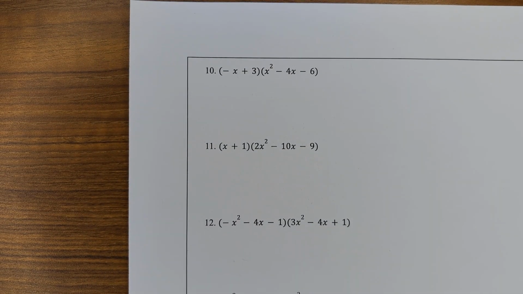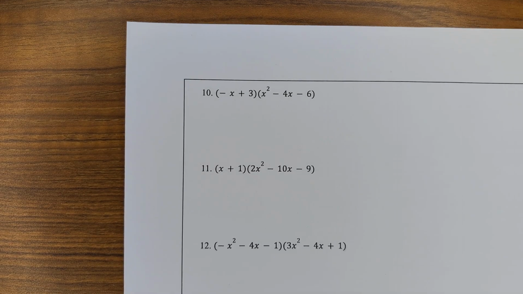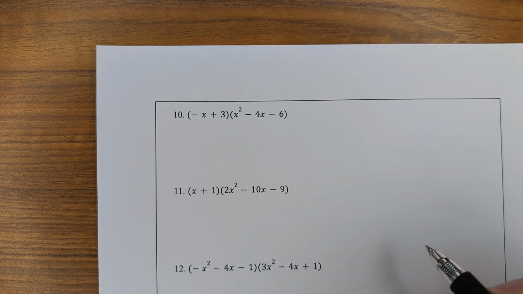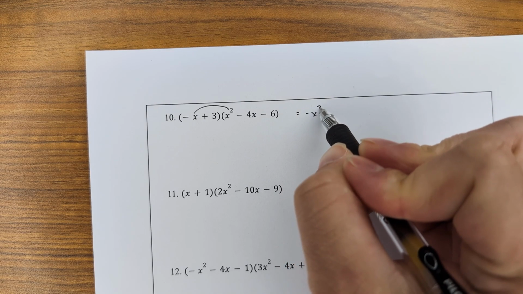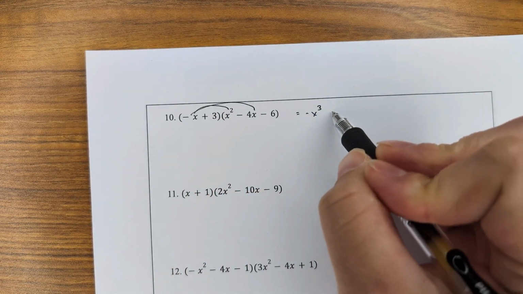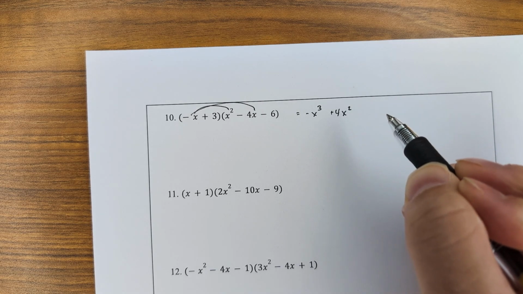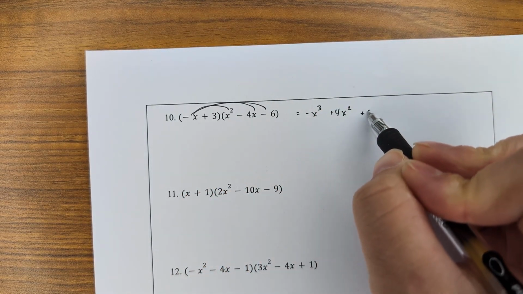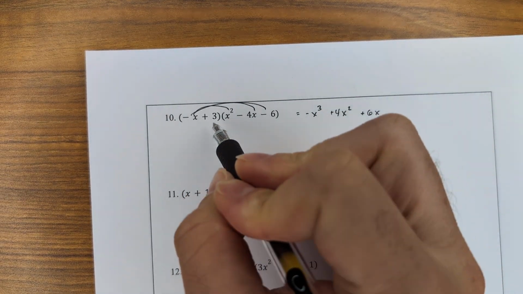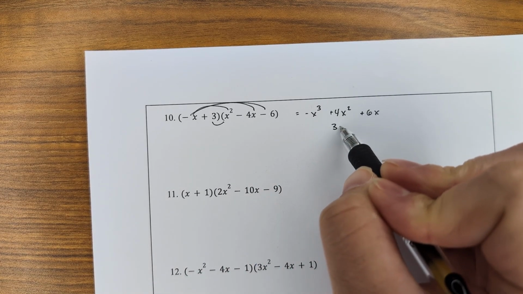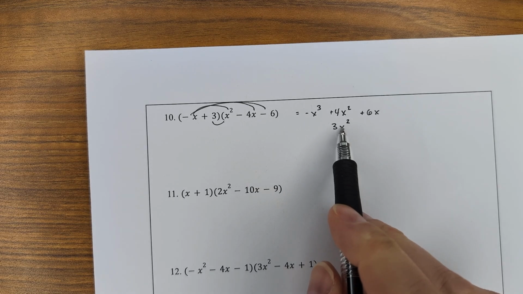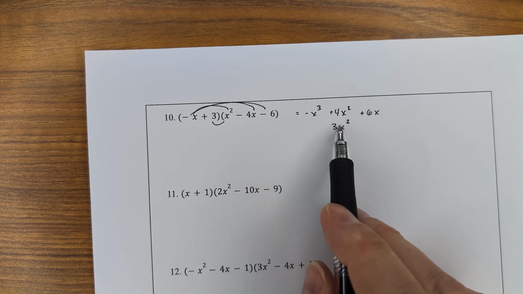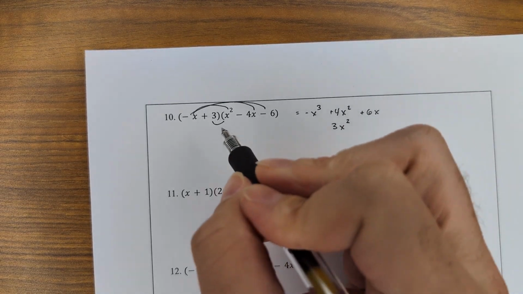Okay, so number 10. I'm going to write this answer a little bit differently because it helps me keep things organized. So that's going to be negative x cubed, positive 4x squared, positive 6x. So now when I do the next row, I'm actually just going to organize my like terms already. So 3 times x squared is 3x squared, and I put it underneath the other x squared term, so I don't have to hunt through a big list to find things.